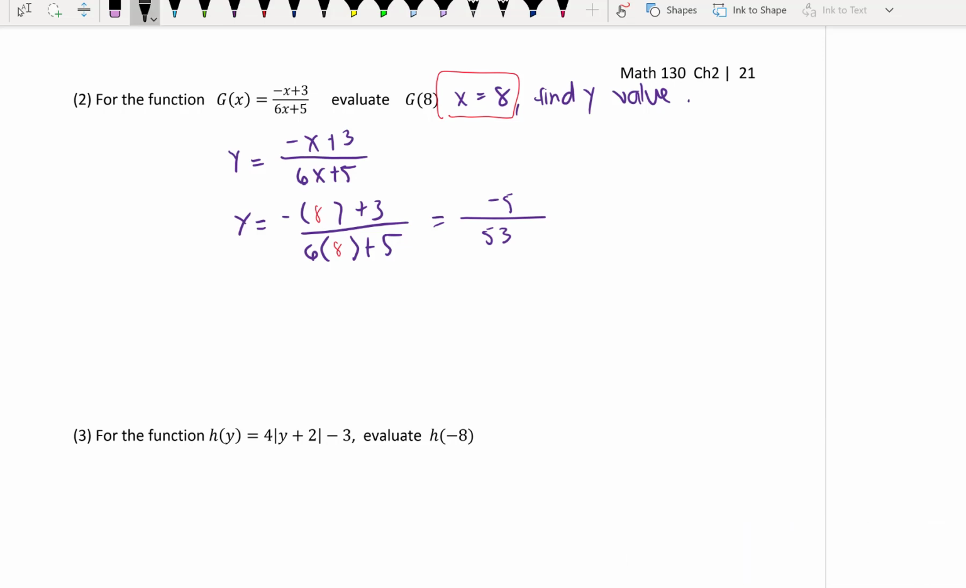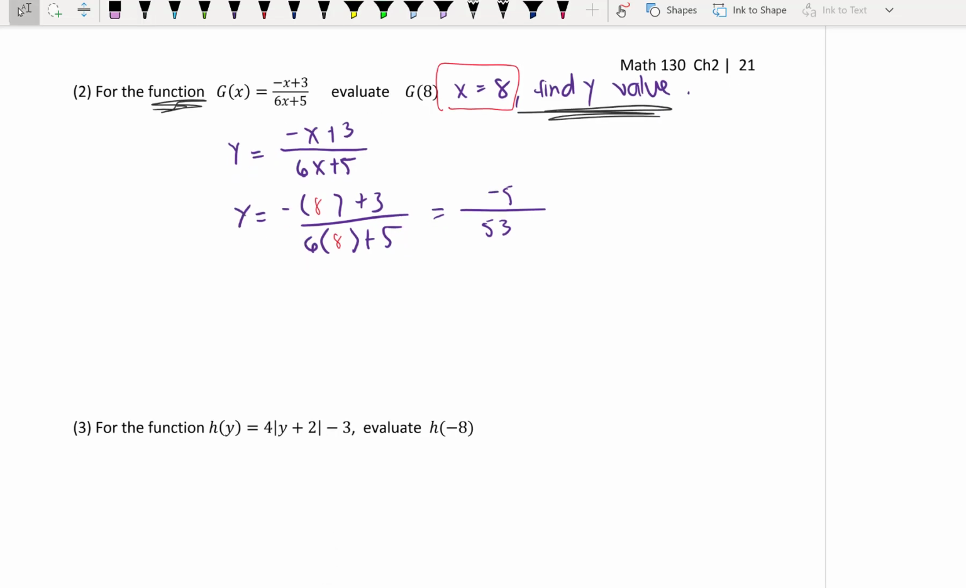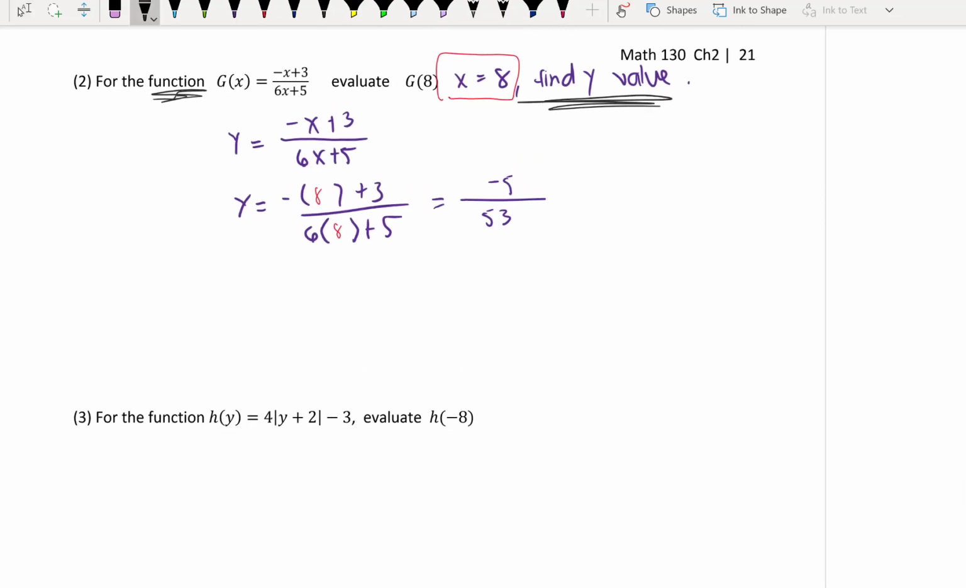You always want to make sure that once you figure out the y value, you actually answer the question. It says find my y value, but make sure that you use your function notation. So in order to do that, we are going to say that the function g evaluated for x equal to 8 is equal to negative 5 over my denominator, which is 53. And so that is going to be my final answer.